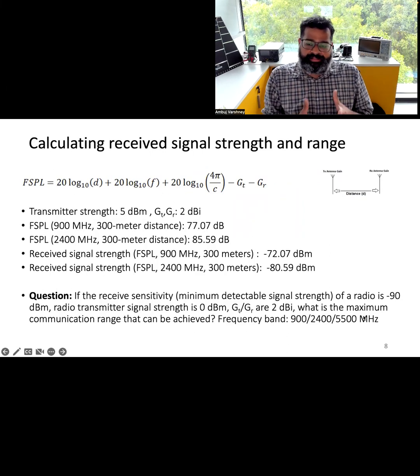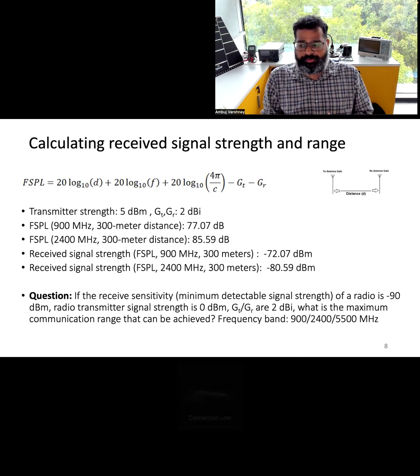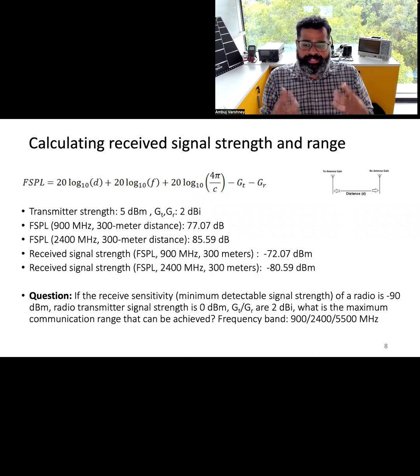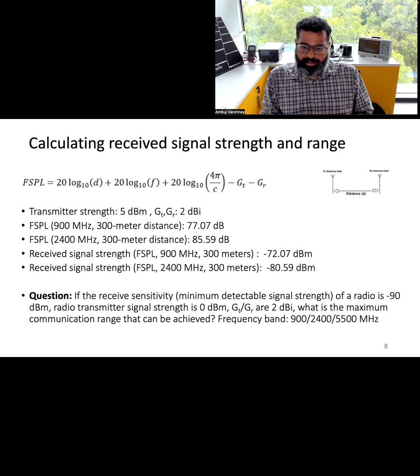So let's examine another scenario where we utilize the free space path loss equation to determine the strength of the received signal. Assume that the transmitter emits a wireless signal of strength 5 dBm, and this is a very realistic strength for IoT devices to radiate because they often need to conserve battery life by transmitting weak signals. Now let's consider the received signal strength for two commonly used IoT frequencies, 900 megahertz and 2.4 gigahertz.